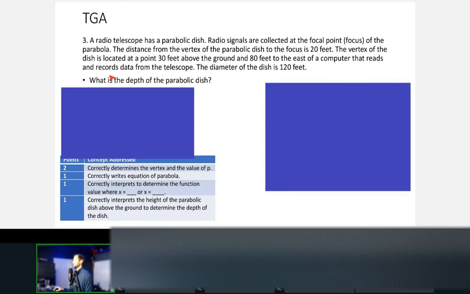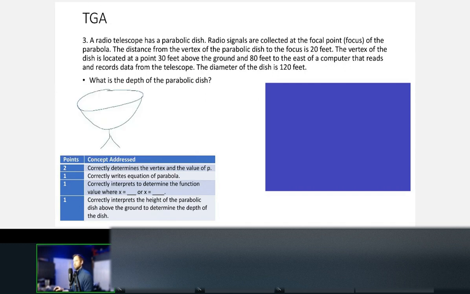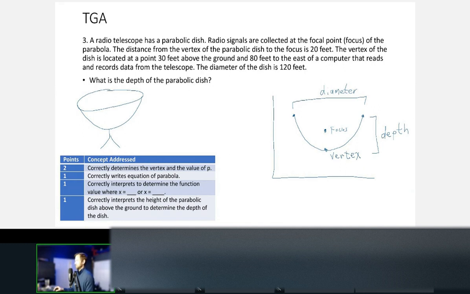The vertex of the dish is located at a point 30 feet above the ground and 80 feet to the east of a computer that reads and records data from the telescope. The diameter of the dish is 120 feet. What is the depth of the parabolic dish? All right, so I'm going to give you a little push. This is my sweet drawing of a parabolic dish pointed at the stars. And then here's my 2D representation of that dish.